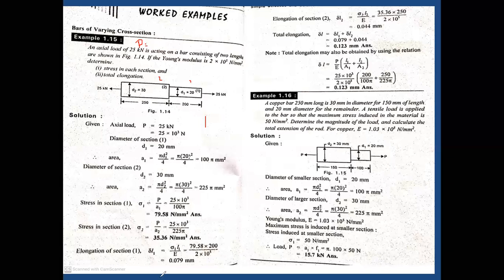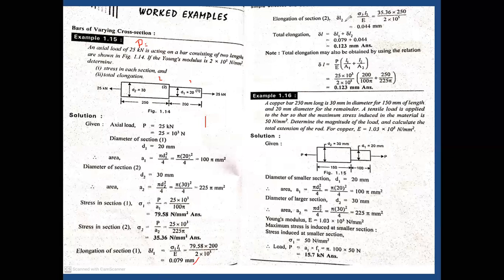After that, we need to calculate the total elongation. Total elongation is the summation of the individual elongations, so we add the individual elongations. If you consider the first portion, the change in length will be PL by AE, or sigma L by E: 79.58 multiplied by 200 divided by 2 into 10 to the power of 5. The value will be 0.079 mm.